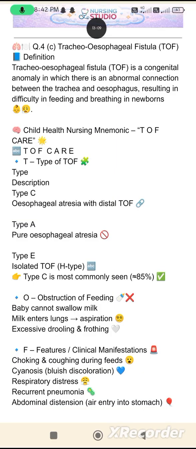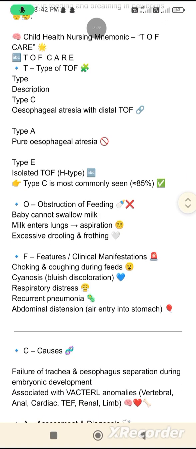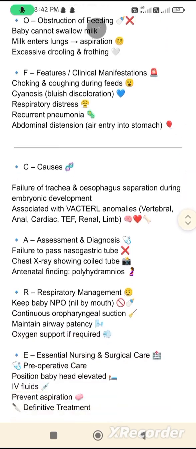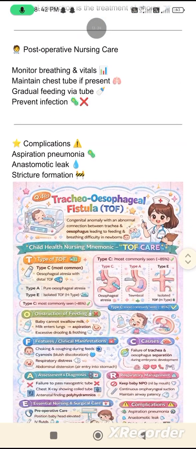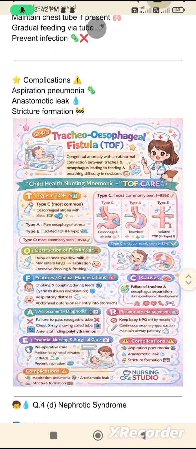Tracheoesophageal fistula. Definition: tracheoesophageal fistula is a congenital anomaly in which there is abnormal connection between the trachea and the esophagus, resulting in difficulty in feeding and breathing in newborns. You can learn tracheoesophageal fistula by a mnemonic TOF care. This is a short and simple brief explanation of tracheoesophageal fistula.